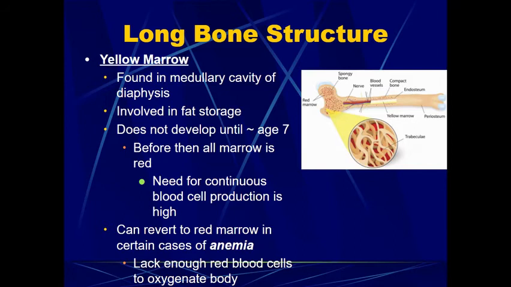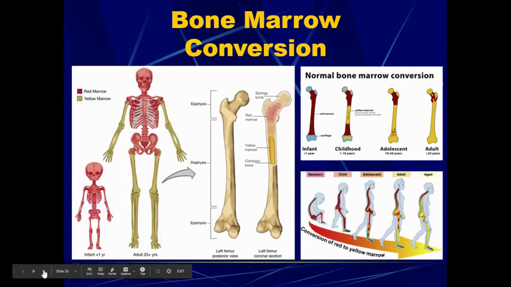Now, the reverse is also true. If as an adult you have anemia, that's when you have few red blood cells. You don't have enough to oxygenate the body. If that's the case, it is possible for the body to convert the yellow marrow in the medullary cavity to red marrow. And then if the anemia is under control, the body can convert it back to yellow marrow again. So these are just diagrams showing the comparison of red marrow and yellow marrow in bones, where it's located, comparing infants and adults.